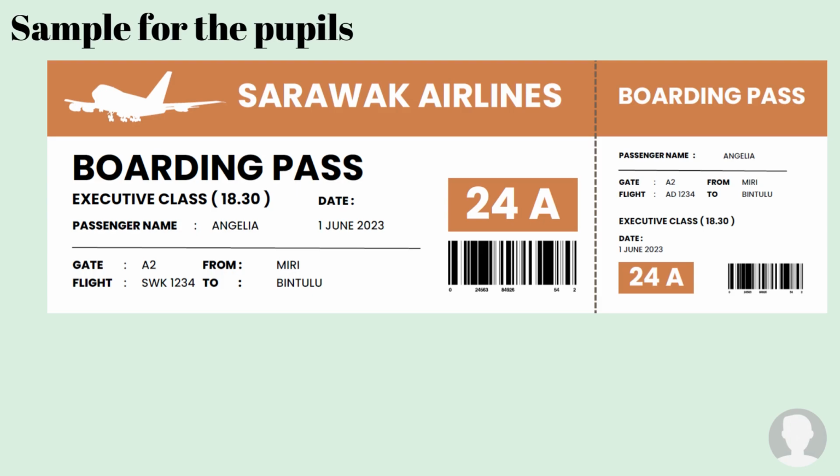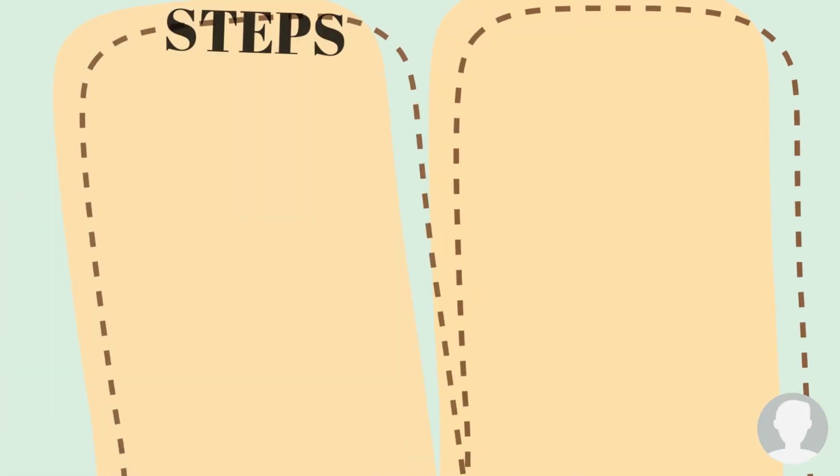And then the teacher can ask another question, from where does the plane depart? And the pupils will respond, from Miri, teacher. And then another question can be asked, to where will the plane go? And the pupils respond, to Bintulu, teacher. And other information can also be asked from this boarding pass.